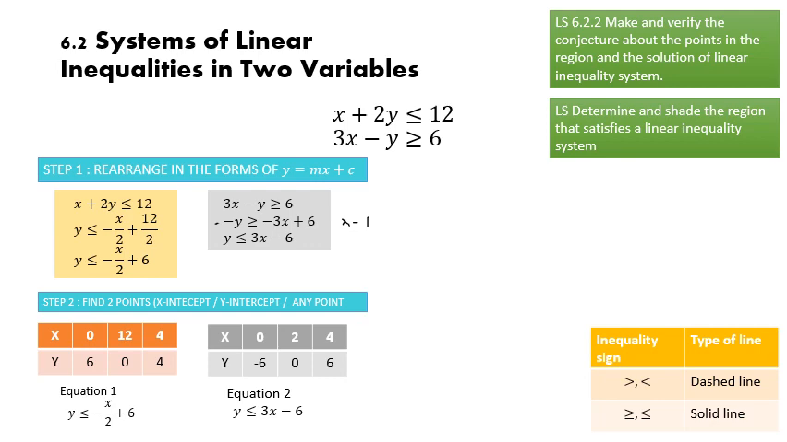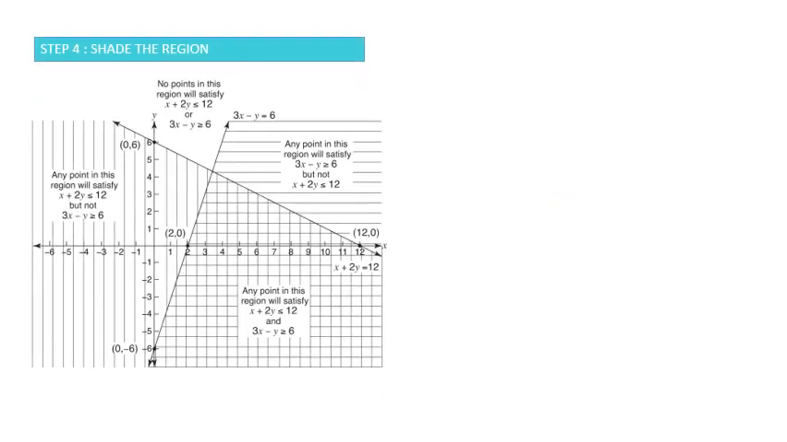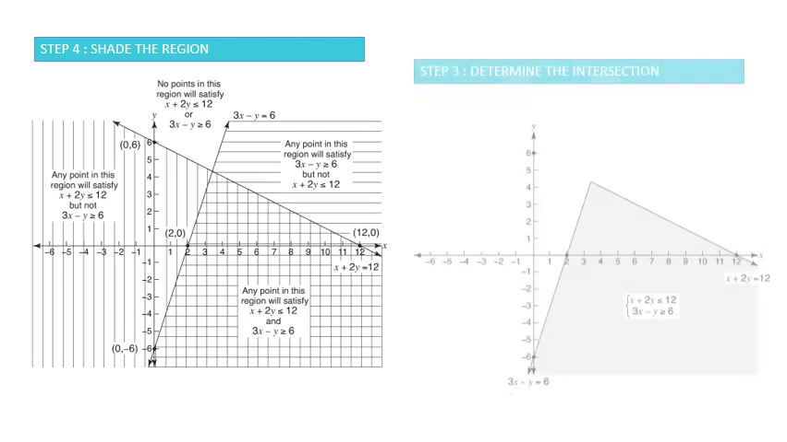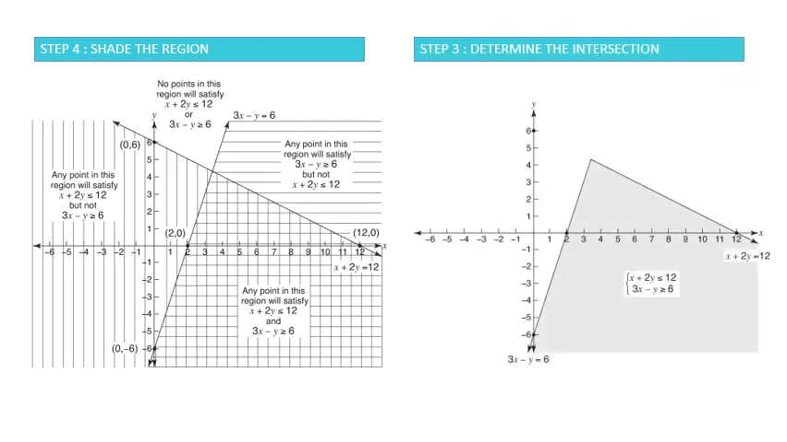So you do the same thing for the second equation. And then we plot the points and draw the graph. Okay, so this is our graph. So 3x minus y equals 6, this is the line. And this is our line for x plus 2y equals 12. Next, we need to shade the region as previously. Okay, so then we find the common region. So the common region is that one. Make sure you give this as the final answer, not otherwise.